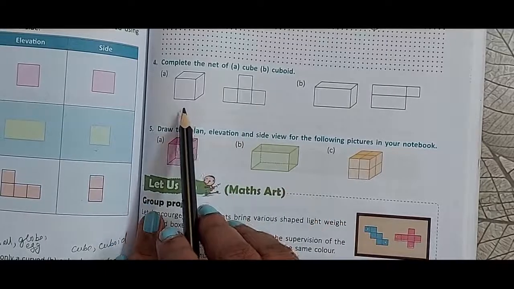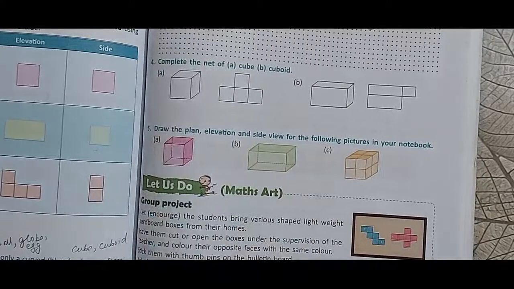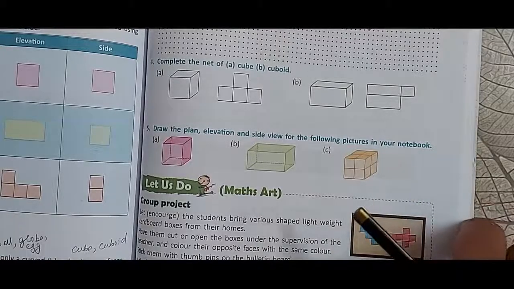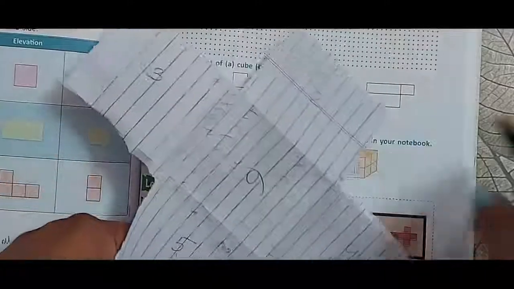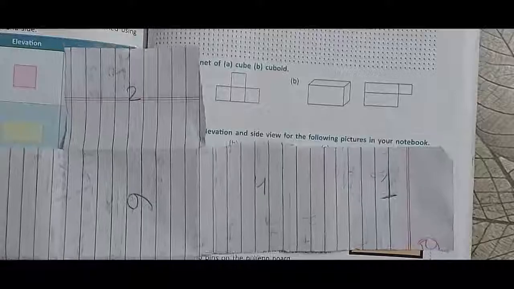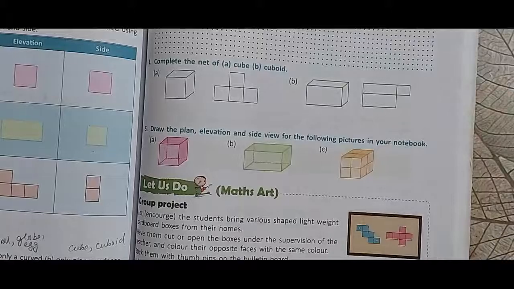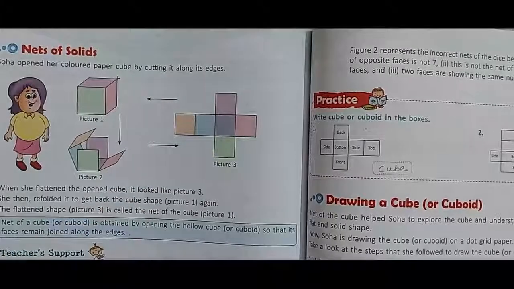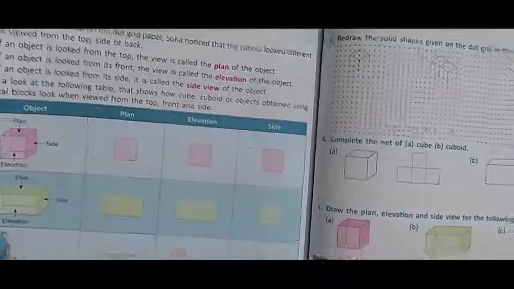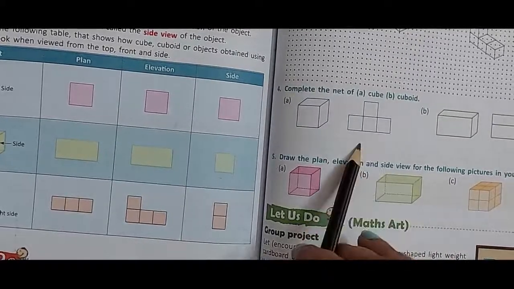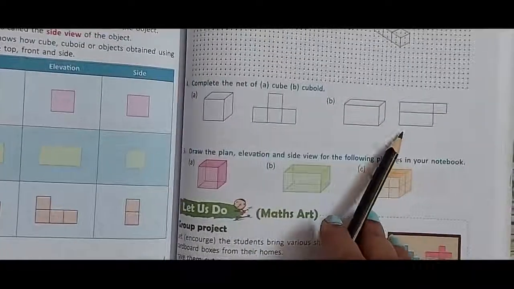If we draw the net of a cube, it has to look like this. Either C or A. You can draw in this way. This diagram you can draw very easily. You can see the diagram on this page of the book. This diagram is the net of a cube. Even a cuboid you can do. Complete the net of a cube and complete the net of the cuboid.